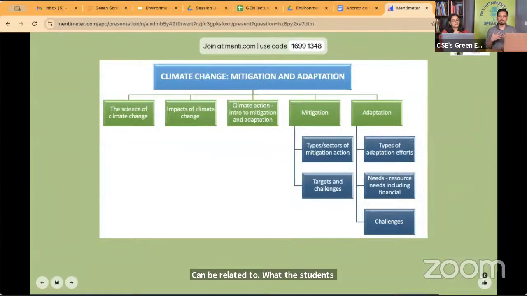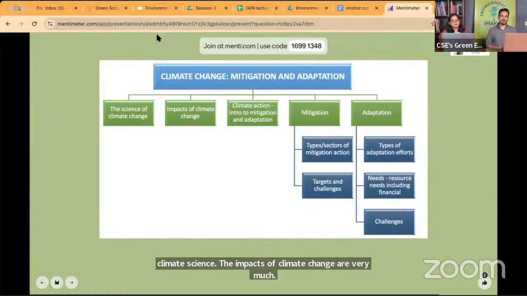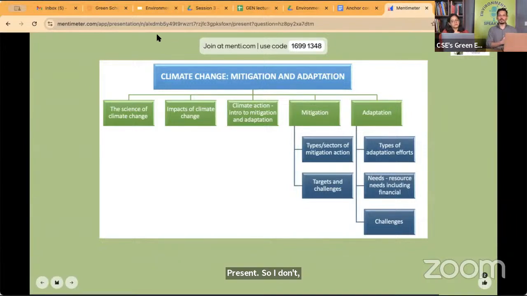For instance, if you are teaching finance, how can climate finance be related to the subjects that you are teaching, and how that serves more of an interest for them rather than if they are not interested in climate science. So there can be ways, and I think even in climate science, the impacts of climate change are very much present. So I don't see why students won't relate to flooding in Mumbai occurring at a time when it wasn't supposed to. So yeah, that is what I think.